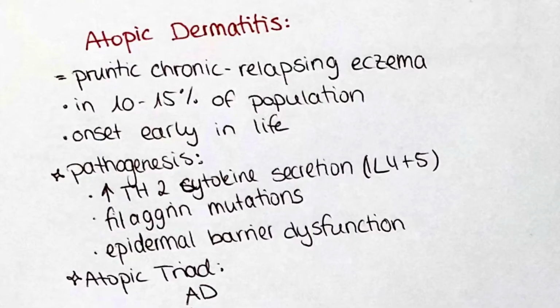The next form of dermatitis I want to talk about is atopic dermatitis, also called atopic eczema or neurodermatitis. It is one of the most common chronic inflammatory skin disorders. Approximately 10 to 15% of the population is affected by it. It is a form of pruritic chronic relapsing eczema and usually has its onset early in the patient's life. Often it improves during puberty, but sometimes it stays until far into adulthood or never disappears.